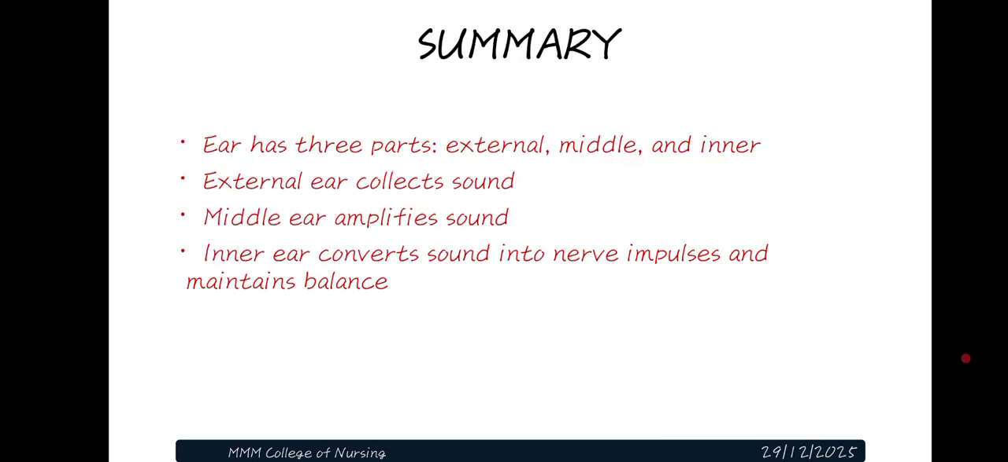So coming to the summary, the ear has three parts: external, middle and inner ear. The external ear collects the sounds, the middle ear amplifies the sound, and the inner ear converts sound into nerve impulses and maintains balance.